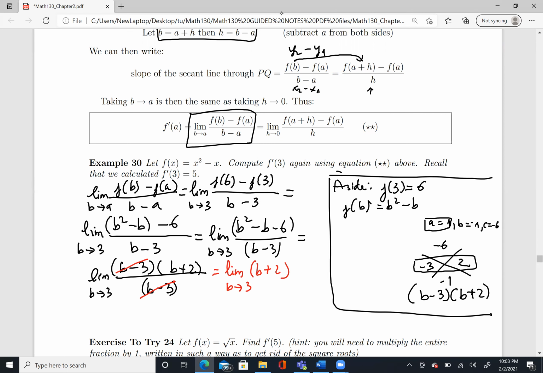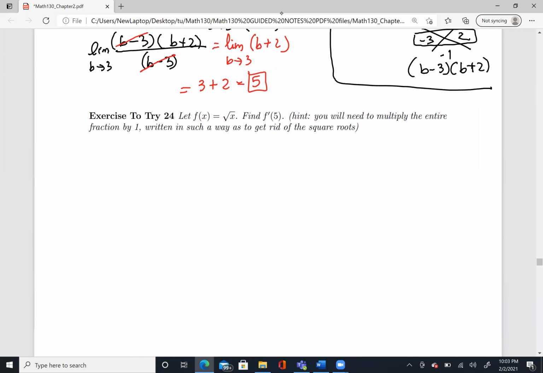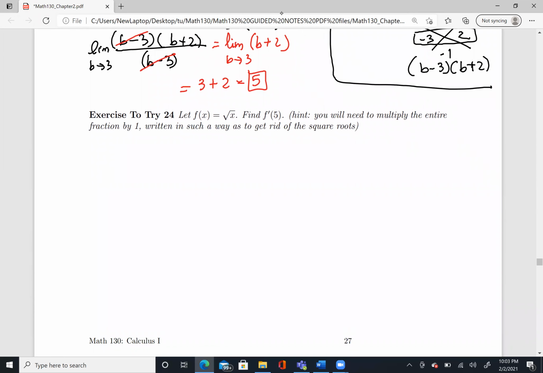And then by direct substitution, you have 3 plus 2 equal to 5. This should be exactly the answer from the above work. Okay, so let's move to the exercise to try over here.